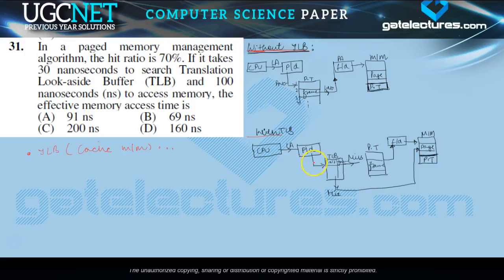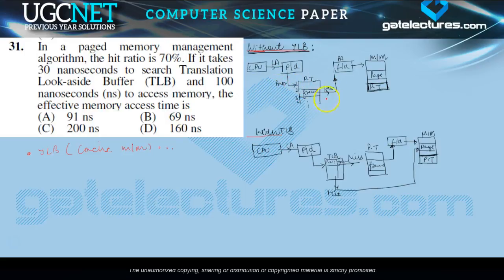Without the TLB, when the CPU generates a request to access a particular page, it generates one logical address, and that logical address contains two parts. The first part is the page number, and the second part is the instruction offset.